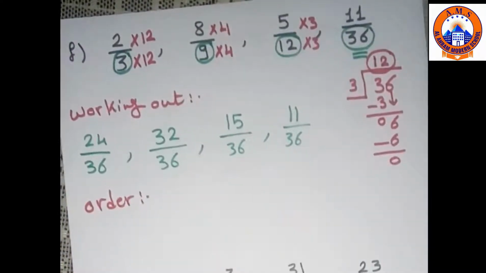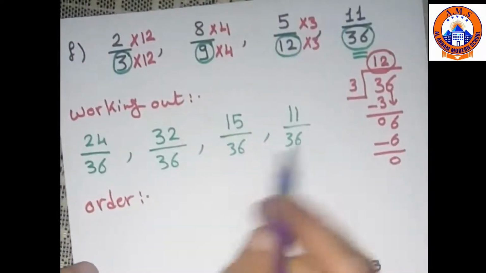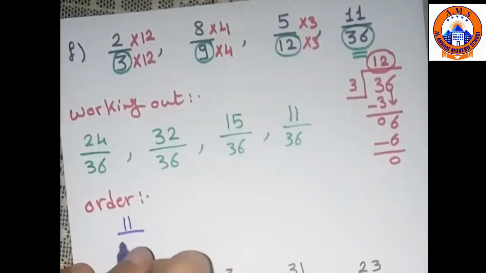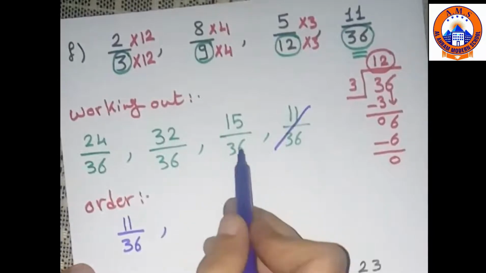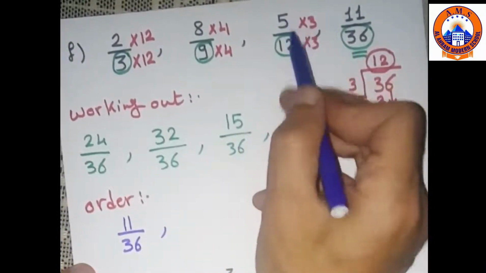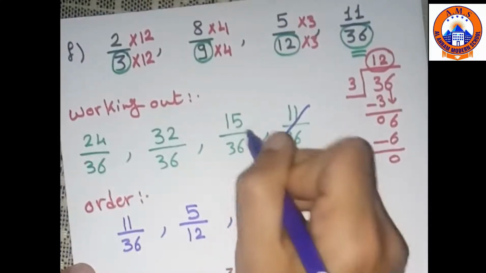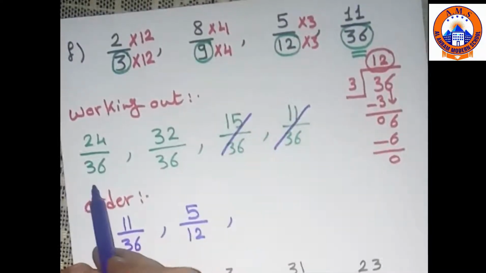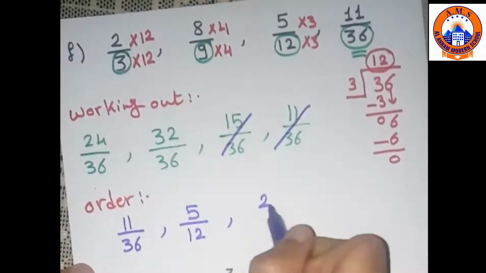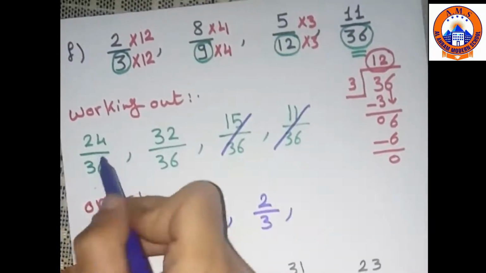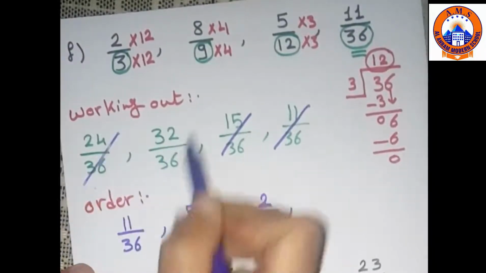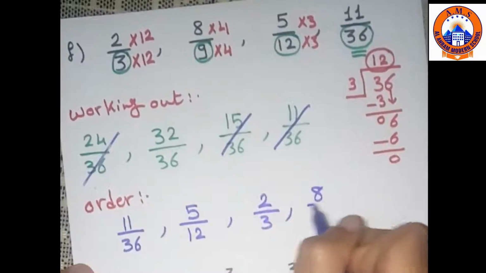So the order will be, smallest one is 11 over 36, then we have 15 over 36, which was 5 over 12, then 24 over 36, which was 2 over 3, and the last one is 32 over 36, which was 8 over 9.